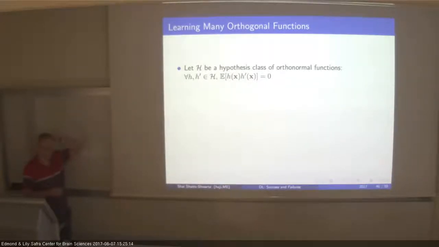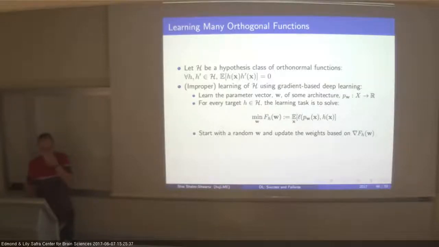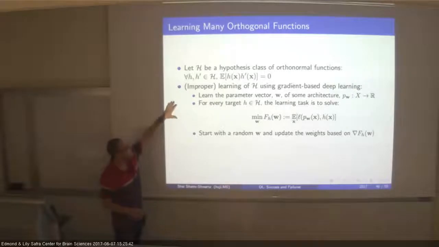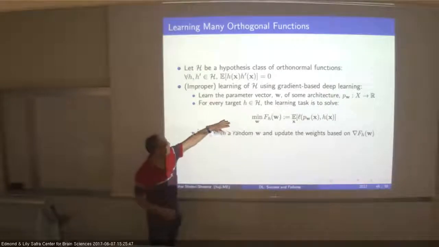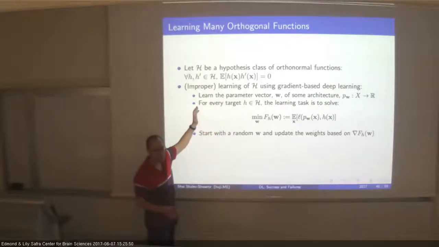Here is a better explanation. What's going on here is that suppose that you have a family of orthonormal functions that have no correlation. The target function that you want to learn will come from this family, but of course you don't know which one it will be. And I allow you to learn H using gradient-based deep learning. You can choose any architecture that you want.